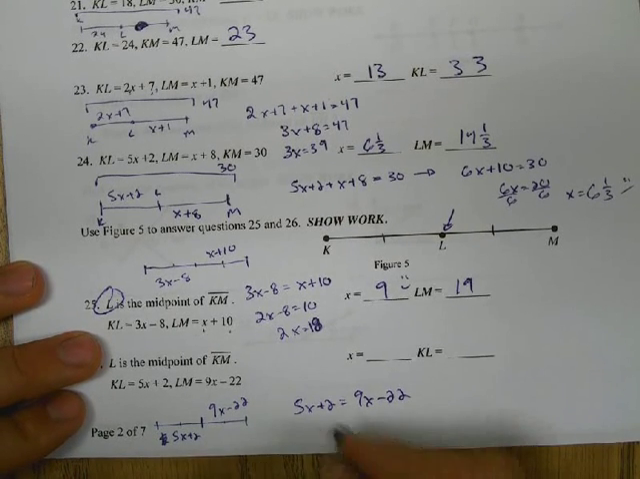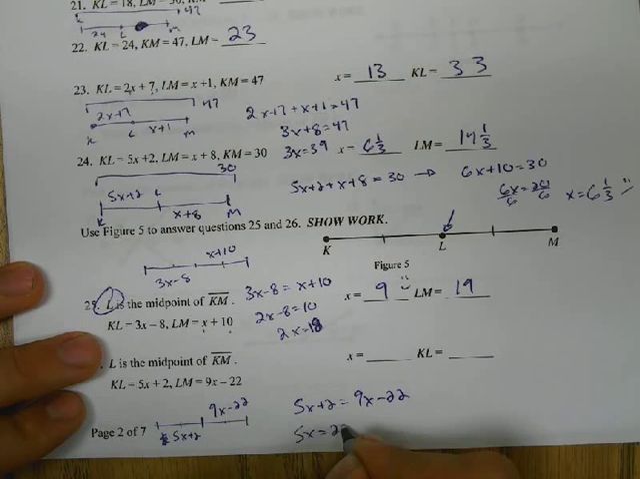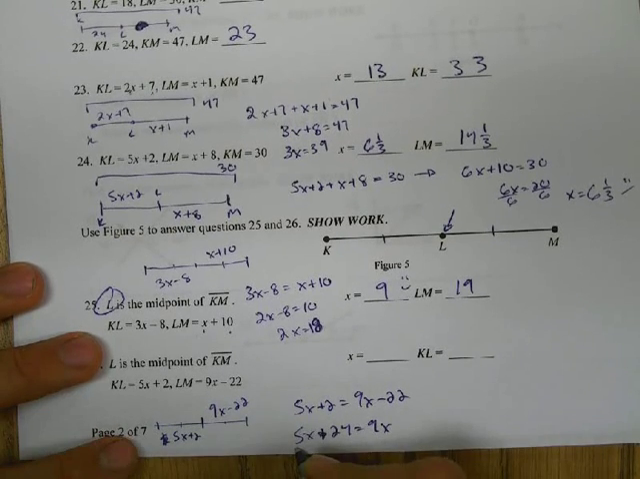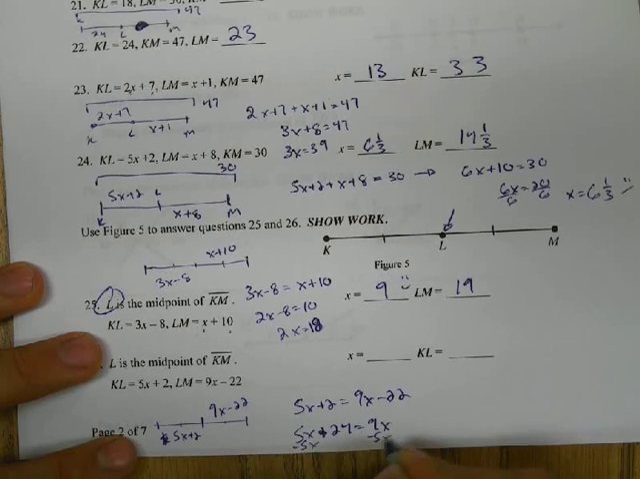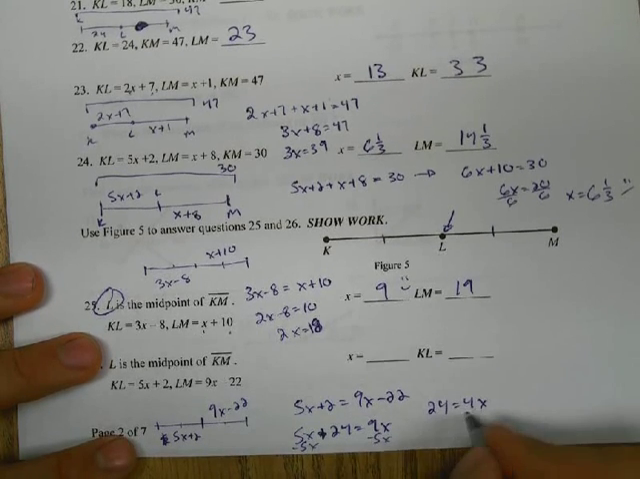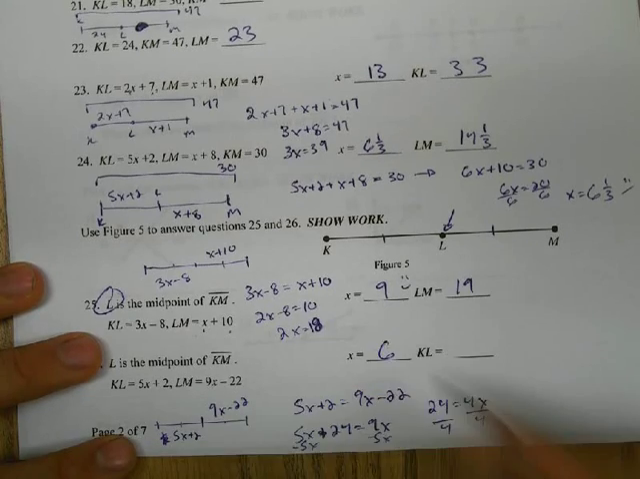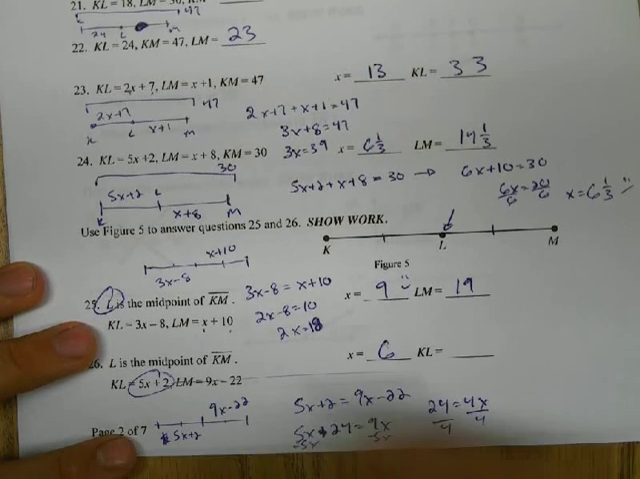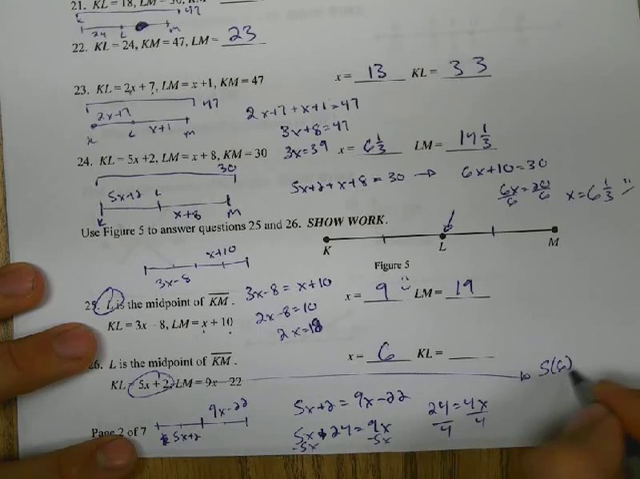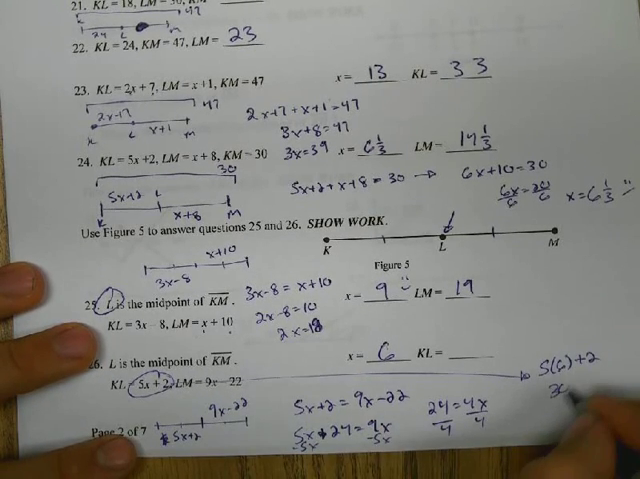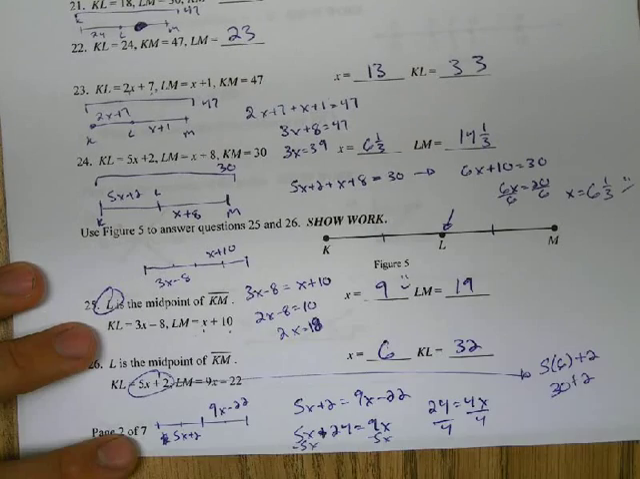Add the 22 to the other side. 5x plus 24 rather is equal to 9x. Pull the 5 from both sides. Now I'm going to get 24 is equal to 4x. Divide the 4 off, and I'll get x equal to 6. Once you have x equal to 6, I can substitute it back in there. So I have 5 times 6 plus 2 is equal to KL. So 30 plus 2, 32.